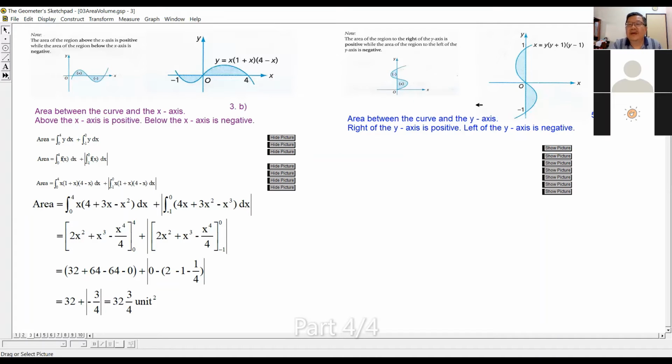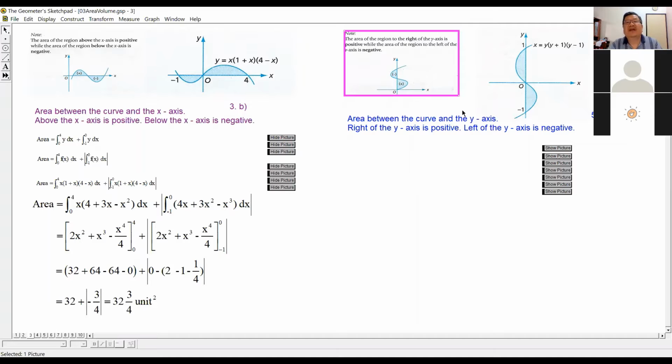The question here is also a cubic equation, but this time x is the subject of the formula and everything is in terms of y. The function is in terms of y. Now, for this type of curve, how do we decide which area is positive and which is negative?